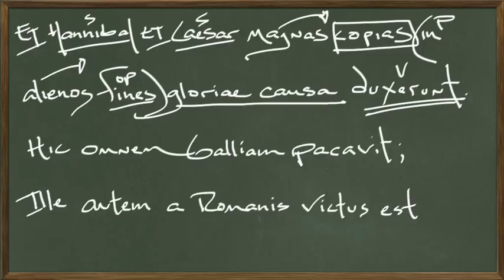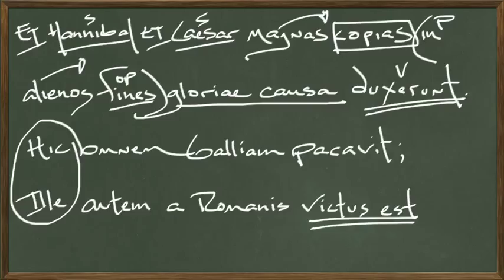Now here's where the trouble begins. We have this first clause, hic omnem Galliam pacavit, and then we have this second clause, ille autem a Romanis victus est. Okay, I received quite a few different answers from my students here, and there are two problem areas. One is this verb here, victus est, and the other problem is a combined problem of these two demonstrative pronouns. So let's look at the pronouns first.